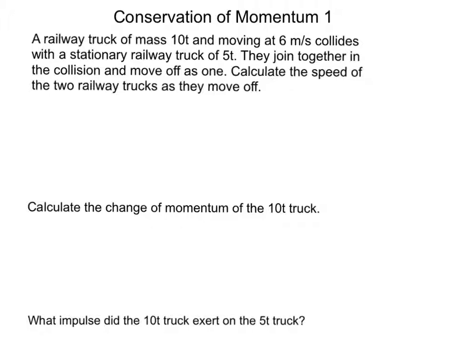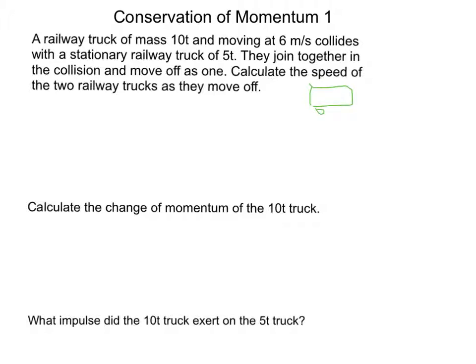So the first one of these is a railway truck of mass 10 tonne and moving at 6 metres per second collides with a stationary railway truck of 5 tonnes. They join together in the collision and move off as one. Calculate the speed of the two railway trucks as they move off. If you need to, you can draw little diagrams to represent what's going on with them.